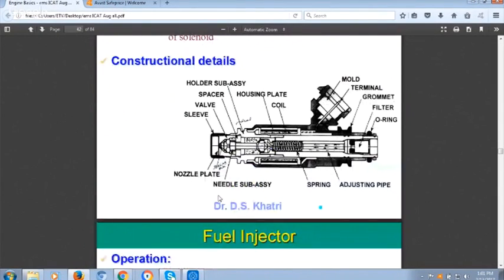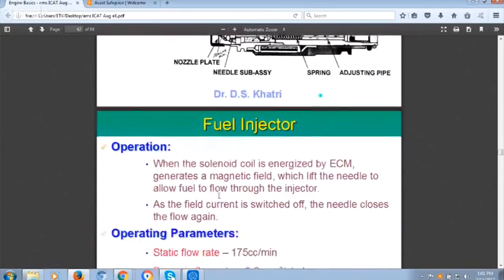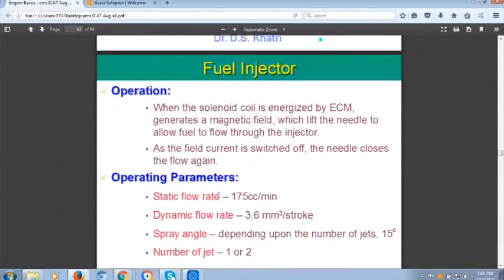This is a real cut section of an injector. And the operation is controlled by the ECU. It opens and closes. When the current is supplied, it will open. When current is not supplied, it is closed. And just as a typical example, there are these 4 parameters that are very important: static flow rate and dynamic flow rate.